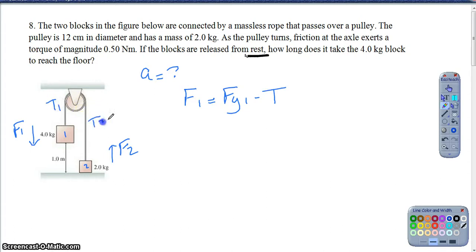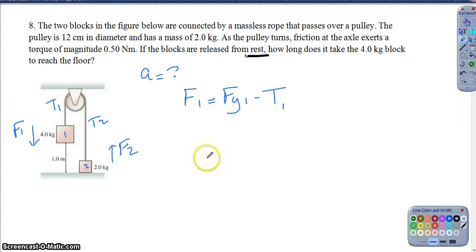Keep in mind we do have to have two different tensions in either half of the pulley here. Otherwise the pulley wouldn't be turning. So I'll call that T1. I also then obviously have the exact same type of equation, right? So the same type of setup for force 2, except for force 2 would be the tension 2 minus the force of gravity on block 2.